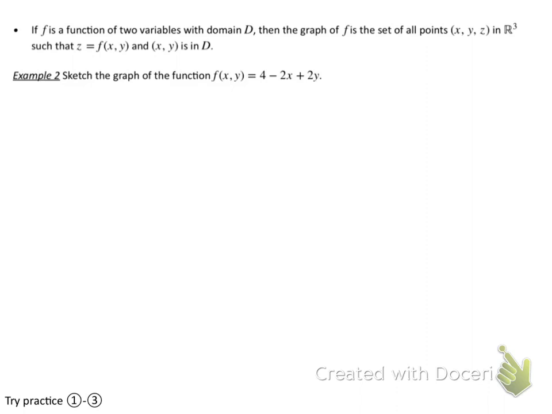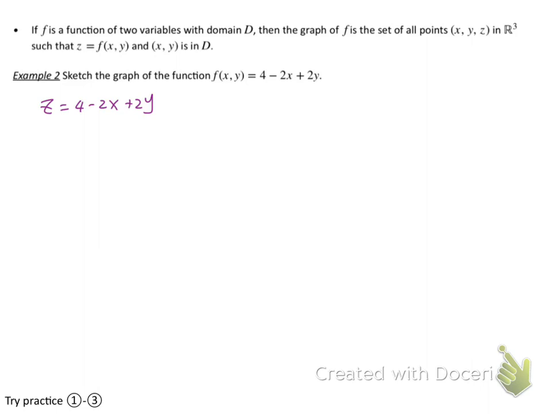So here I'm doing a pretty easy example. Sketch the graph of the function f of x, y equals 4 minus 2x plus 2y. So first, you want an explicit letter for the function. So z equals 4 minus 2x plus 2y. What kind of function is that? Do you realize it? It's a function in three variables, right?